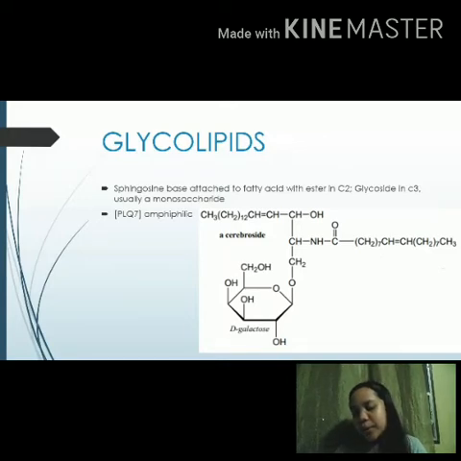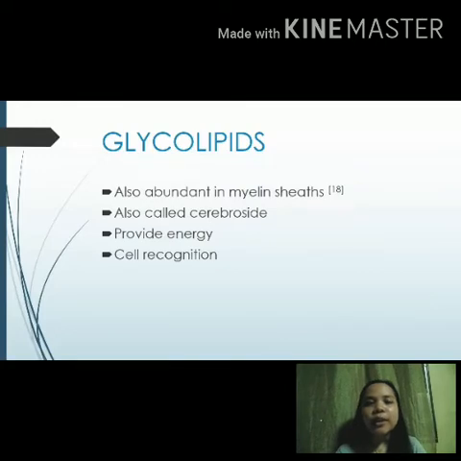To answer post-laboratory question number 7, what can be said about the structure of glycolipids? Ang structure niya is amphiphilic, na both polar and non-polar group. Sphingosine glycosides are also abundant in myelin sheaths and are called cerebrosides kay abundant sila kaayo sa white matter sa brain. They help provide energy and help in cell recognition because sa carbohydrate na present sa ilaha.